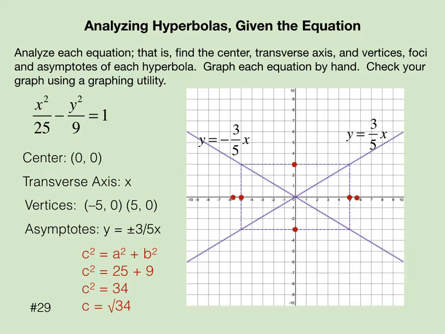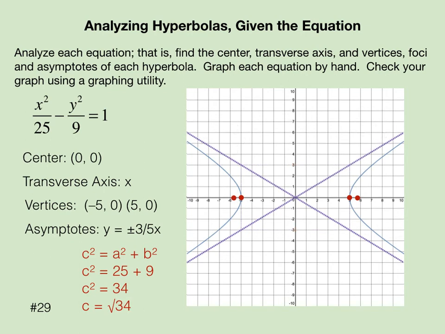Those are our foci. And now to finish off our curve, we're just going to start at our vertices and head toward those asymptotes. So here is our hyperbola. x squared over 25 minus y squared over 9 is equal to 1.